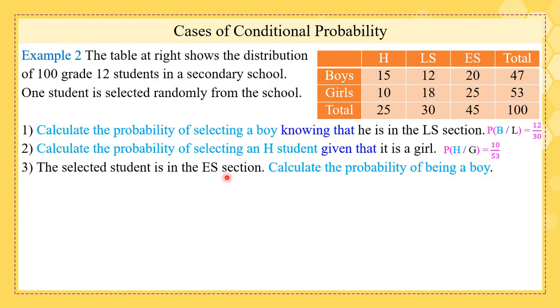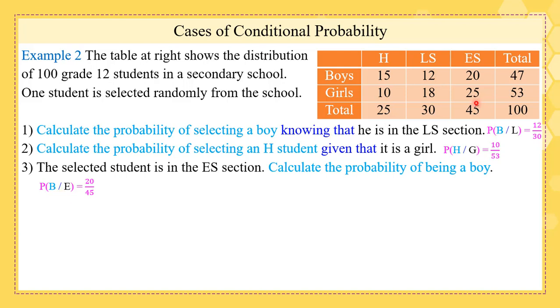The event that comes before is that it is in the ES section. This student is in the ES section, and then I need to calculate the probability of being a boy. First, let's translate it into the probability language. So it will be P of B given E. Remember, the light blue here directly after calculate the probability is going to be put in the numerator. So this is P of B given E.